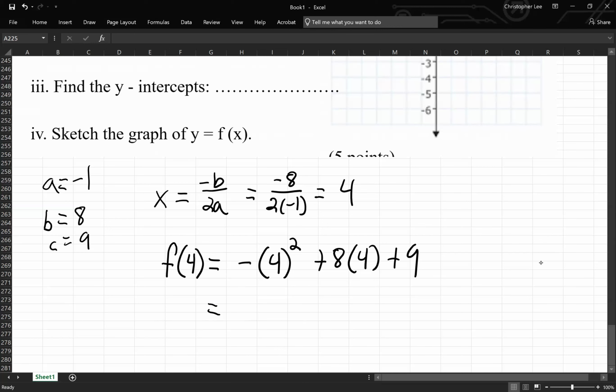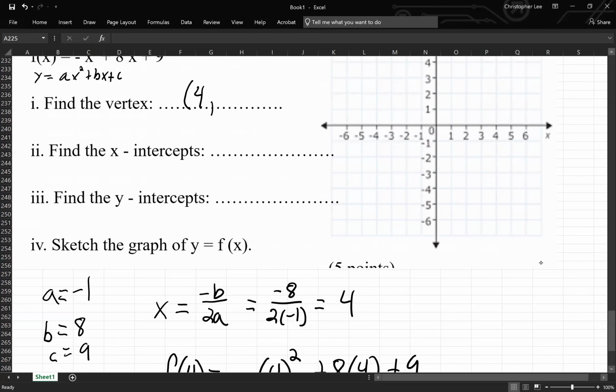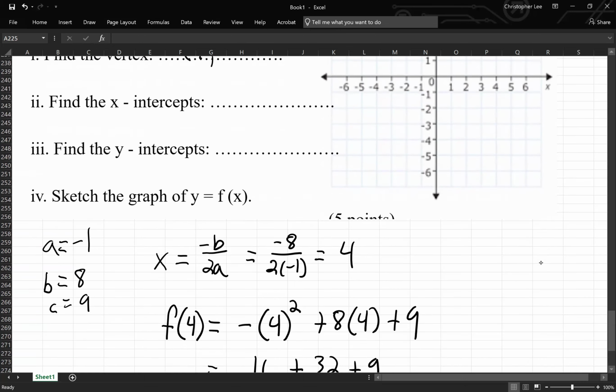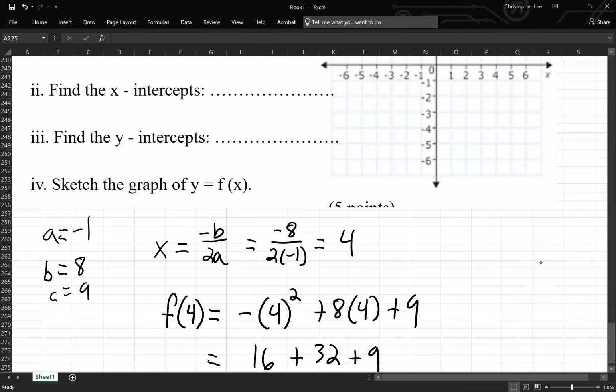Nothing crazy, right? 4 squared, we know, is 16, plus 8 times 4, what's that? 32, plus 9, right? This should be about 48, and then 48 and 9, this is like 57. All right? So that will be my vertex, right? It will be 4, comma 57.